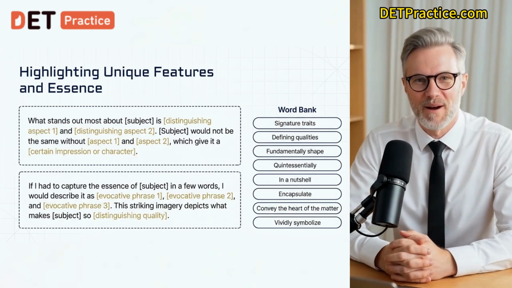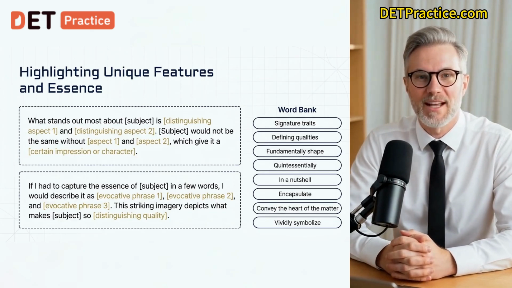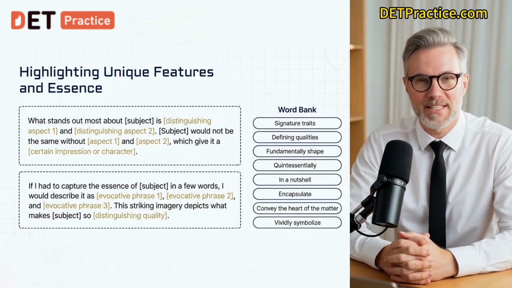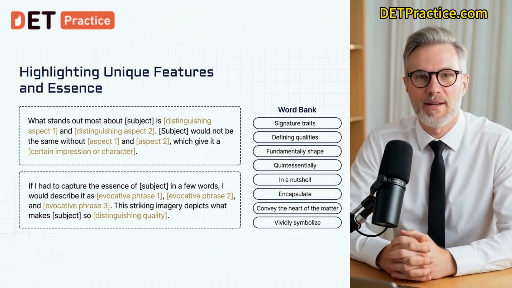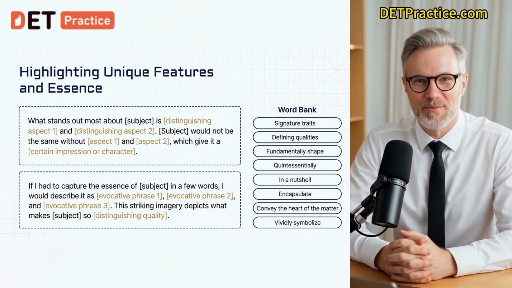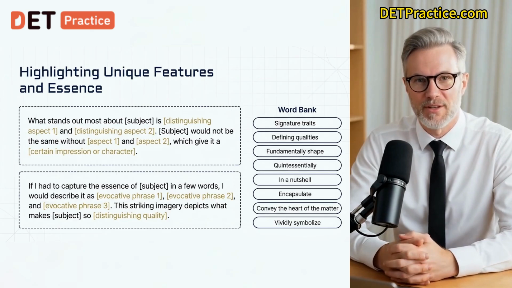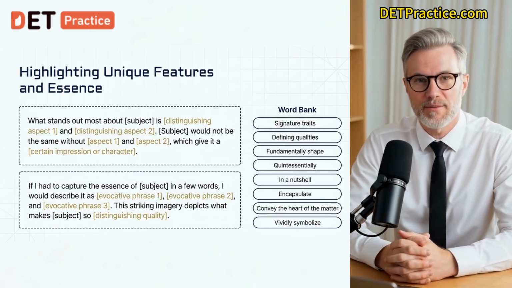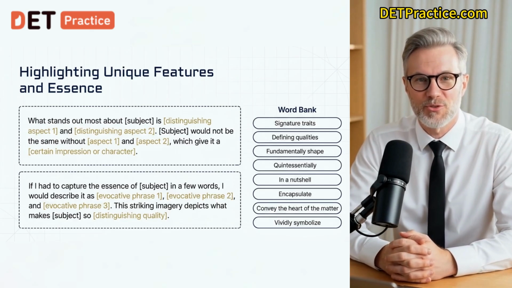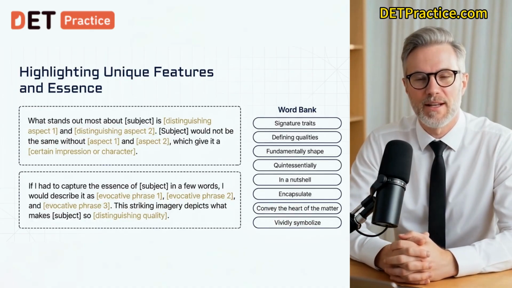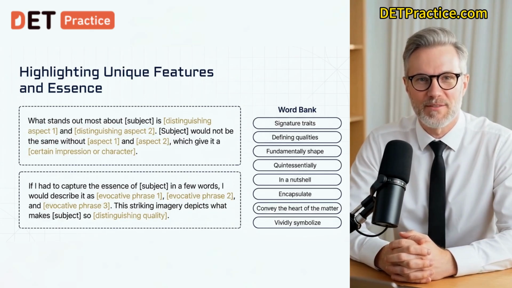Template 3. Highlighting unique features. You can also say, what stands out most about subject is distinguishing aspect 1 and distinguishing aspect 2. Subject would not be the same without these aspects, which give it a certain impression or character. Useful expressions include signature traits, defining qualities, fundamentally shape, and quintessentially. This helps you describe what makes something special or different.